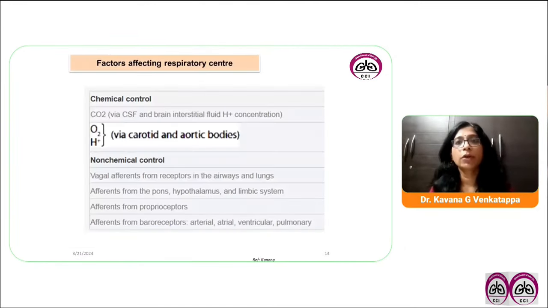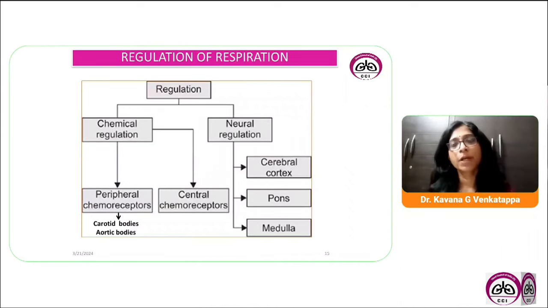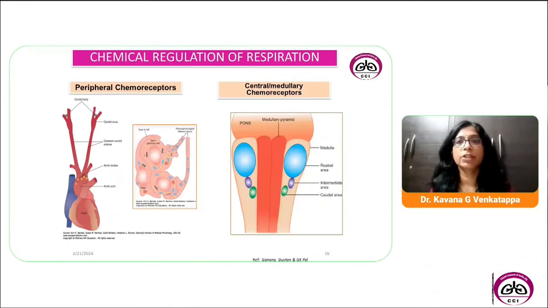Next, apart from the non-chemical control mechanisms, if there is any change in the chemical composition of the blood, that is, suppose there is hypoxia or hypercapnia or acidosis, what happens? There is another set of receptors which gets activated. That is what we classify under chemical regulation of respiration, where we have the peripheral and the central: peripheral carotid bodies and aortic bodies. I'll show you where exactly these are located.